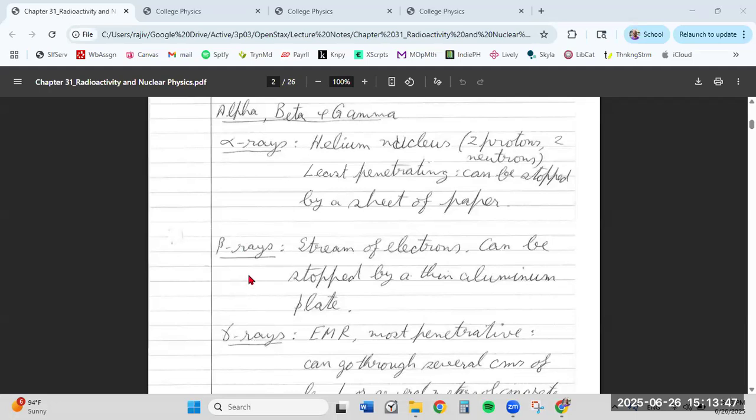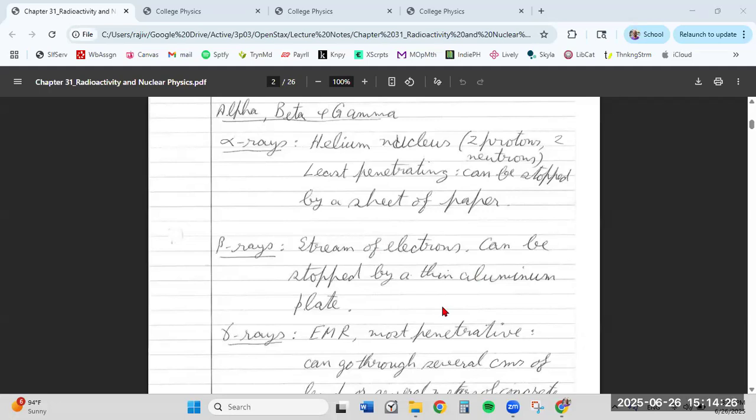In terms of energy, more energetic than alpha are beta rays, which are essentially a stream of electrons. And these can be stopped by a thin aluminum plate. It's a stream of electrons, but these are not orbital electrons of the atom. These electrons are actually emerging from inside the nucleus. And we will later on look at this nature of radioactivity, which gives rise to electrons.